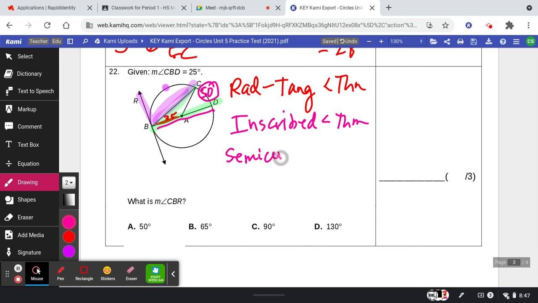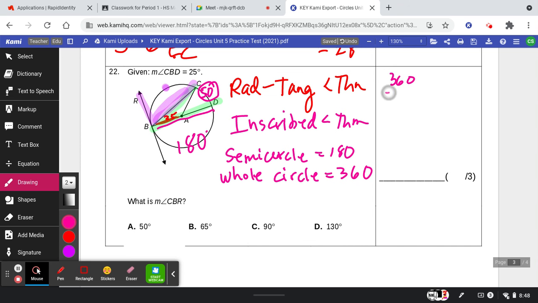So if I know this is 50, see how this right here is a diameter? And semicircle is equal to 180. So I know this is 180. So if this is 50 and this is 180, I know those are 230. Can't I subtract to get that whole rest of the arc? So I'm going to go 360 minus 180. Then I'm going to go 180 minus 50. And I know that this guy over here is 130.